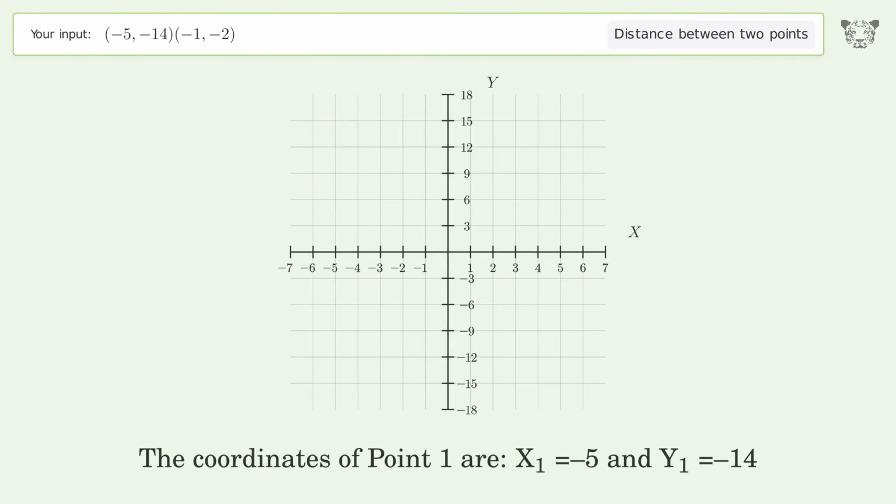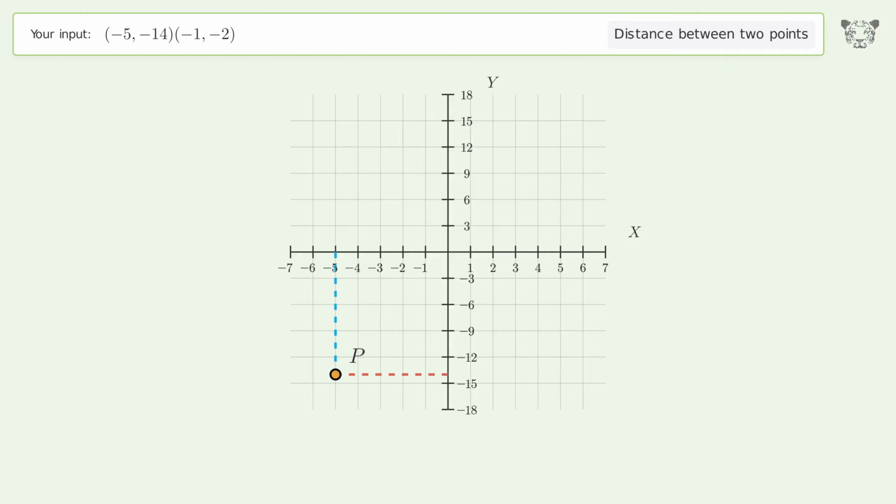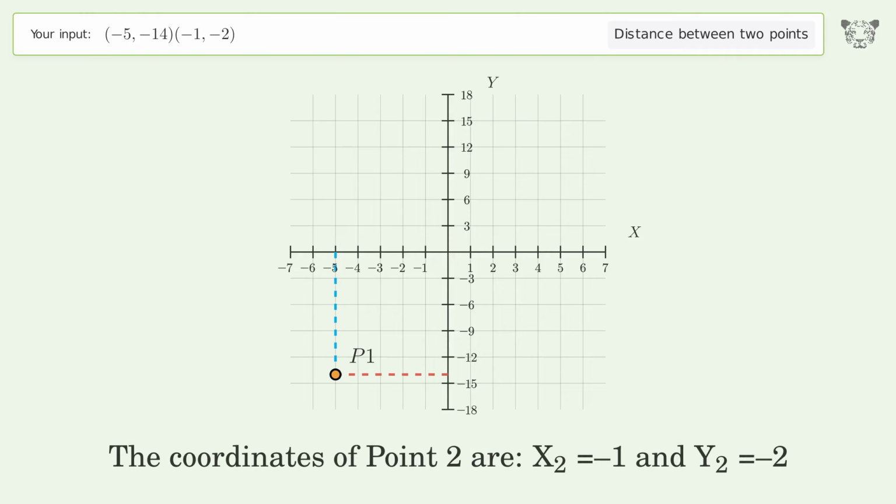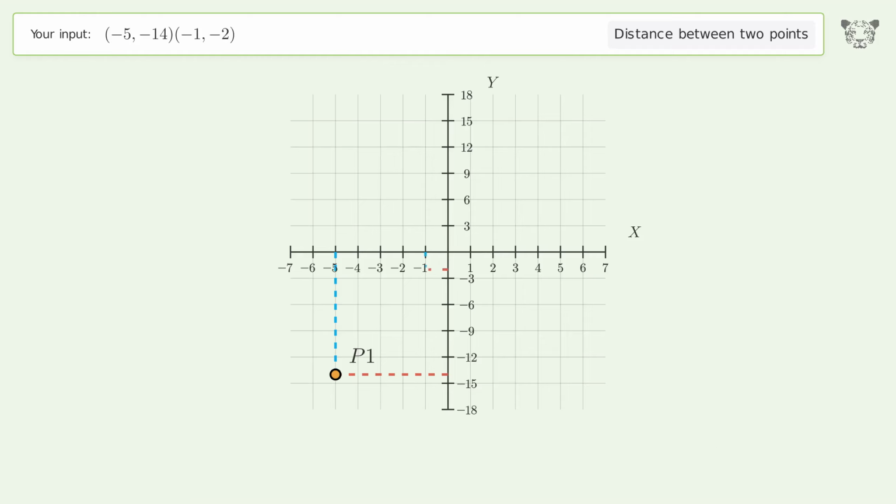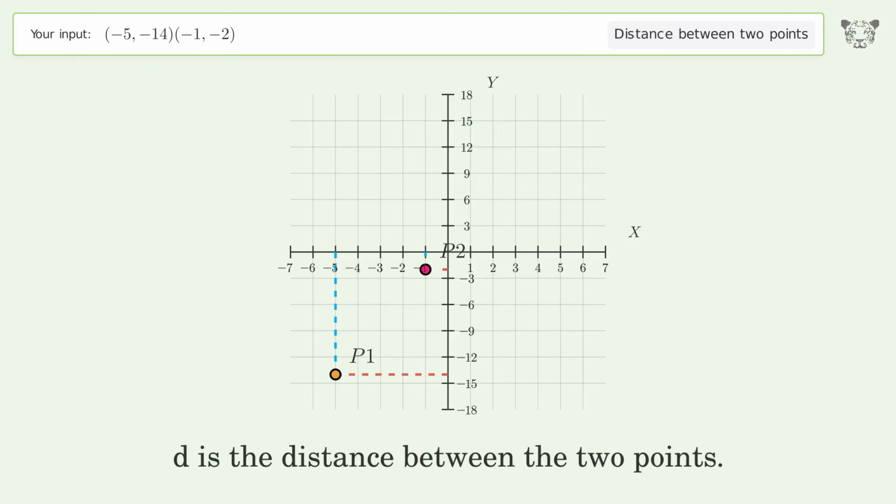The coordinates of point 1 are, x1 equals -5 and y1 equals -14. The coordinates of point 2 are, x2 equals -1 and y2 equals -2. D is the distance between the 2 points.